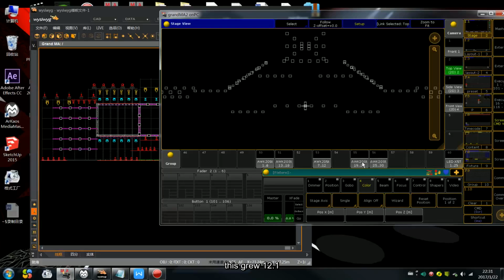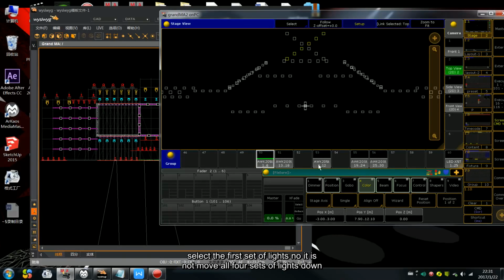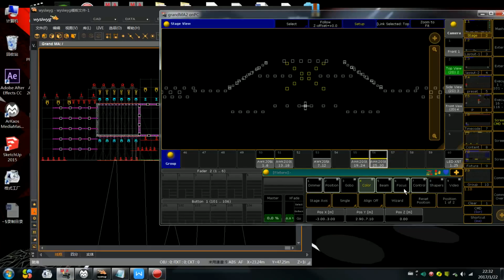This group, 12.1. Select the first set of lights. No, it is not. Move all 4 sets of lights down. Select this set of lights again. Look this way. This is the set of lights above. What about the set of lights above?